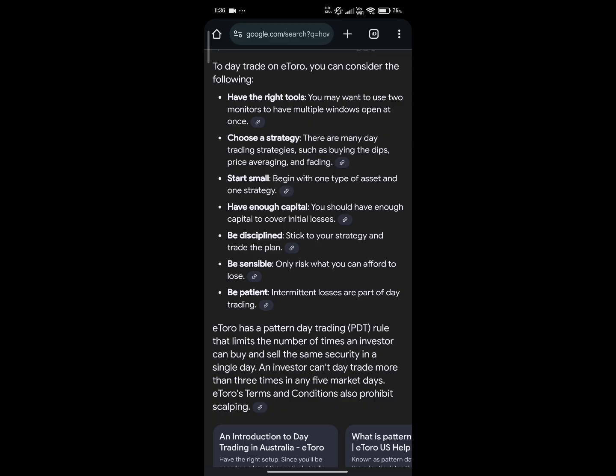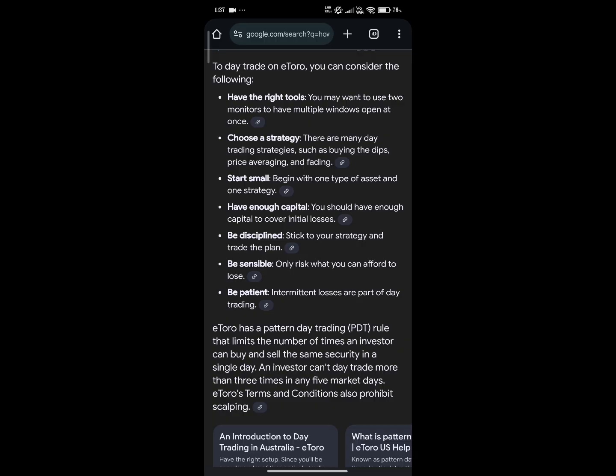Third is to have enough capital. You should have enough capital to cover initial losses. You don't want to trade the whole amount of money that you have, which means if you lose, you can still cover the savings or the financial amount that you need for your personal life. Fourth is be disciplined.